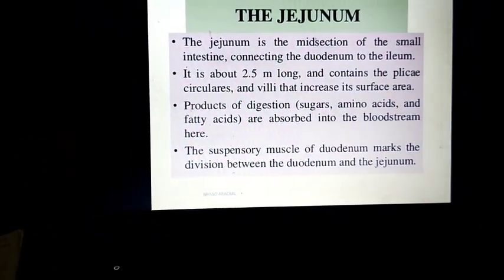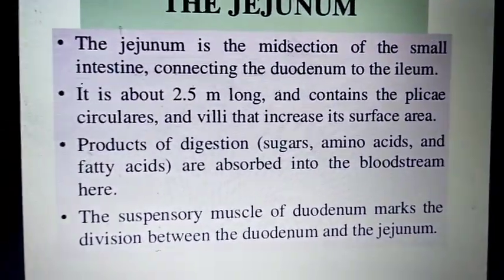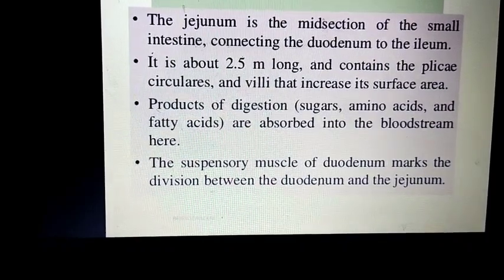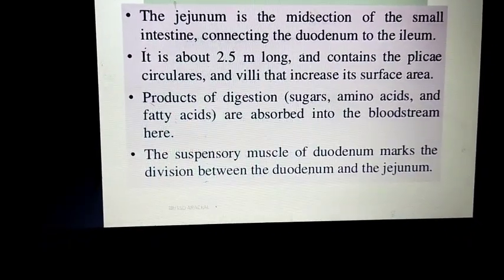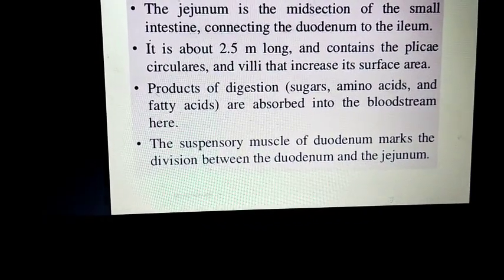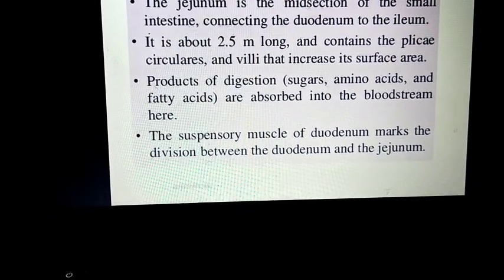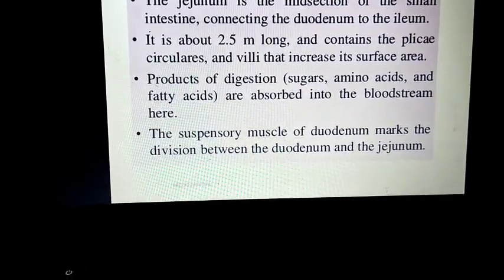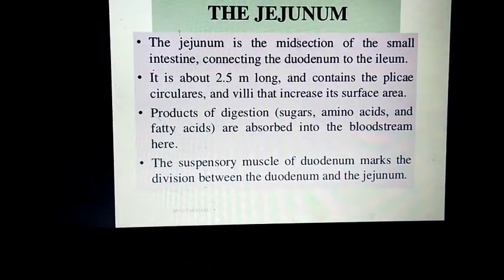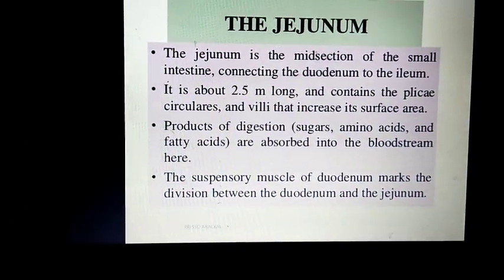You already know the jejunum and ileum are tube-like or coil-like structures of the GI tract. The jejunum is the midsection of the small intestine connecting the duodenum to the ileum. It is about 2.5 meters long and contains the plica circularis and villi that increase its surface area. Products of digestion, mainly sugar, amino acids and fatty acids, are absorbed into the bloodstream here. The suspensory muscle of the duodenum marks the division between the duodenum and the jejunum.